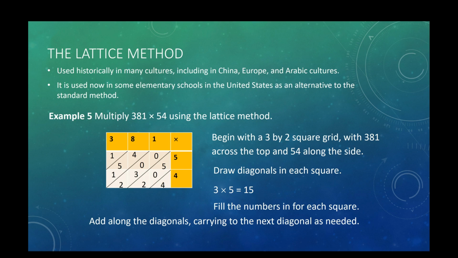Add along the diagonals, carrying to the next diagonal as needed. What I mean by this is our first diagonal, there's only one number, just 4. This is our next diagonal, 5 plus 0 plus 2, which is 7. Here's our next diagonal, 2 plus 3, which is 5. Here, 1 and 5, that's 6 plus 4 is 10. So we put down 0 and carry the 1 to the next diagonal and get a 2 there. And that gives us our answer, 20,574.